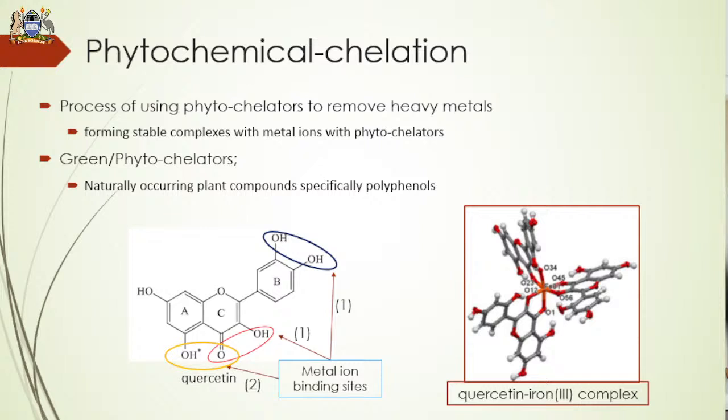Why do you think that is so? That's why for iron, since it's a hard acid, and this is a hard ligand, it is preferential for iron. But since copper and lead are softer compared to iron, that's why the extraction is less.